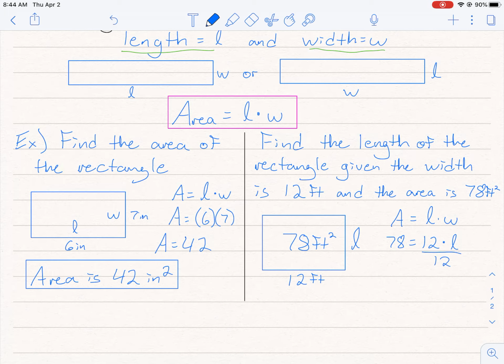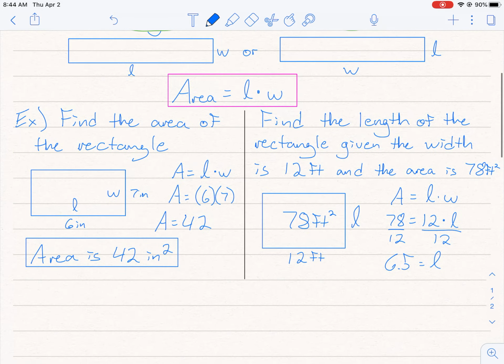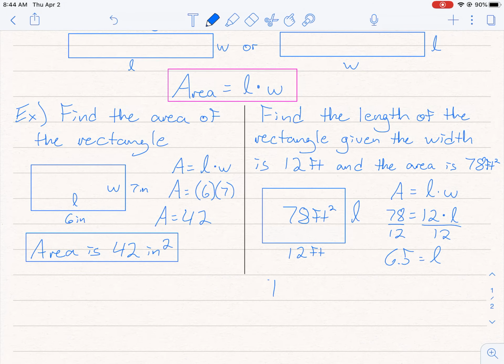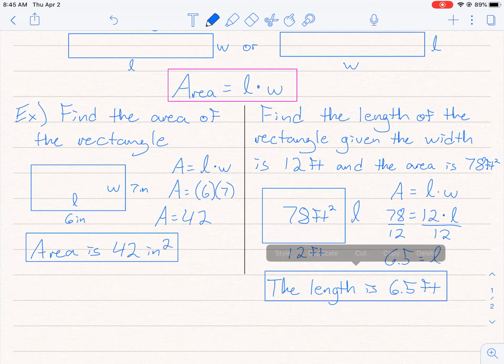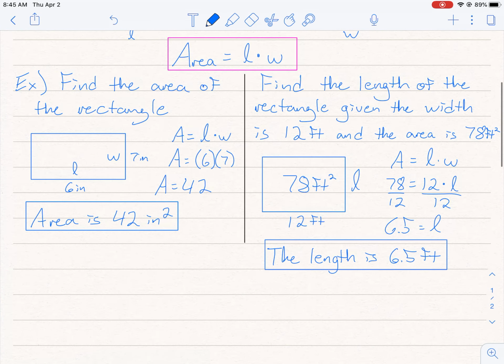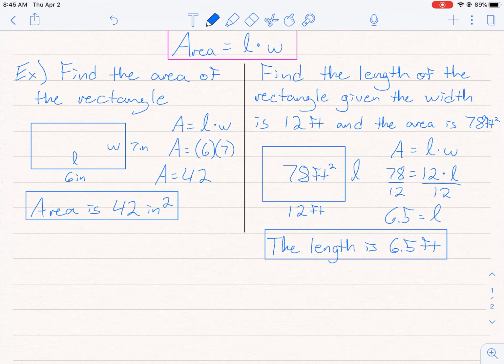So then I'm going to solve for length. I'm going to divide by 12. Divide by 12. And I get 6.5 is equal to L. So that means the length is 6.5 feet. Pretty straightforward. The general idea of these two examples was, can you apply the formula given, area equals length times width, and then use what you're given in the problem to solve from there.